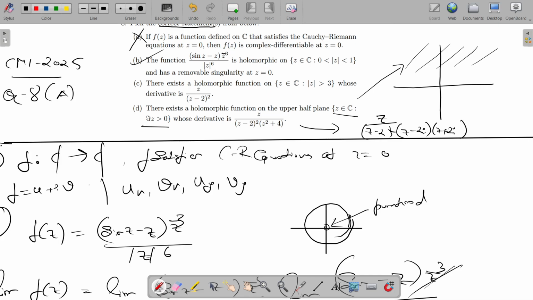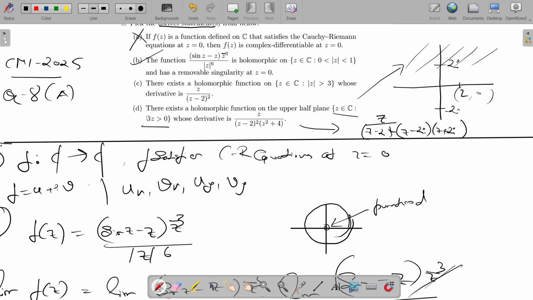And you'll notice that 2 is right here, the point (2, 0), minus 2i is here, and 2i is here. So this has a pole at z equals 2i, and 2i belongs to this upper half plane. In complex analysis, if there is a holomorphic function defined in a domain, it will be C infinity in that domain, basically infinitely differentiable.